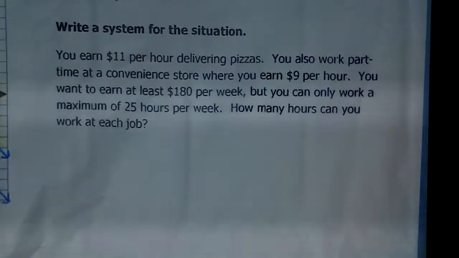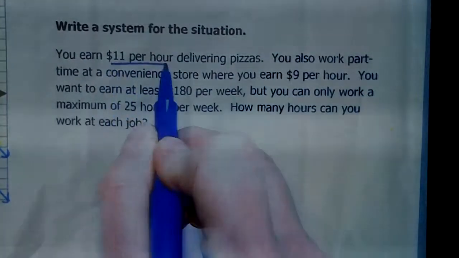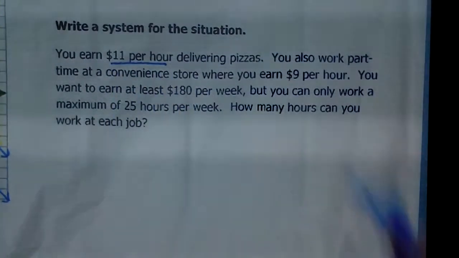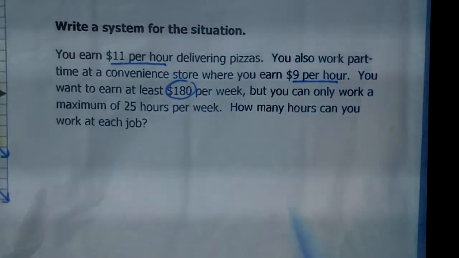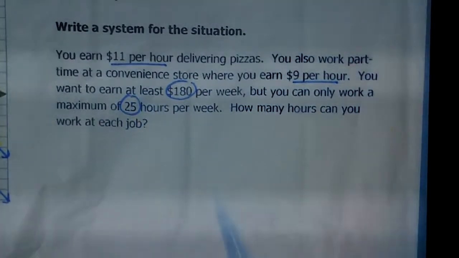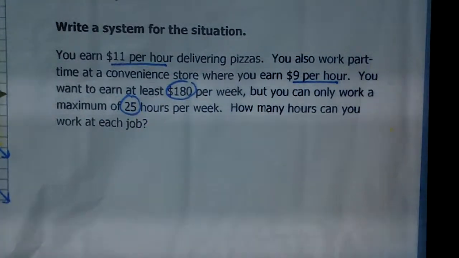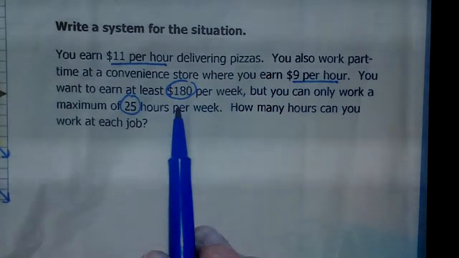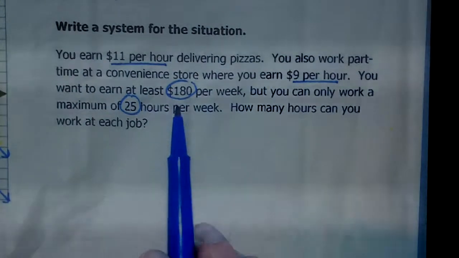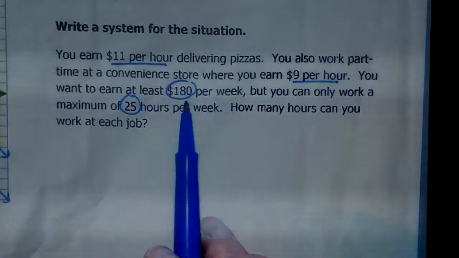Okay. So you're given 2 rates here. You're given $11 per hour for pizza delivery. You're given $9 per hour for the convenience store. You're given 2 totals. You want to earn $180 total, and you want to work 25 hours total at the most. Would you have a problem if you earned more than $180? No. So at least $180 means the amount that you make can be greater than or equal to $180.